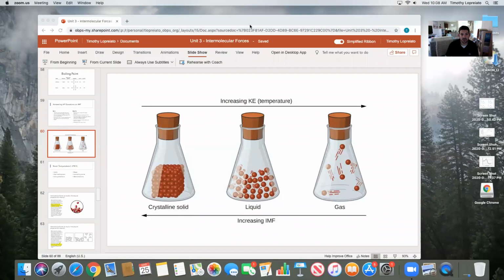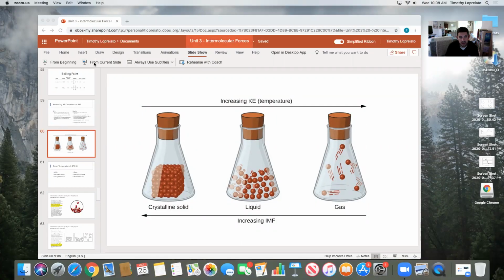Morning, AP Chem. So we are continuing with Unit 3. In our last video, we looked at the intermolecular forces themselves. Now what we are trying to do is look at the solids and the states of matter.